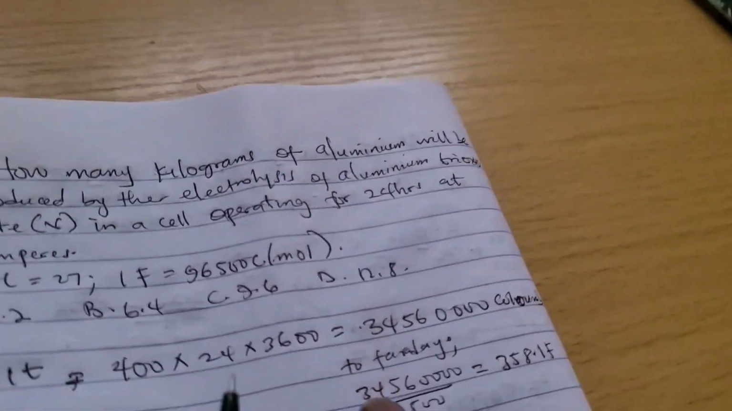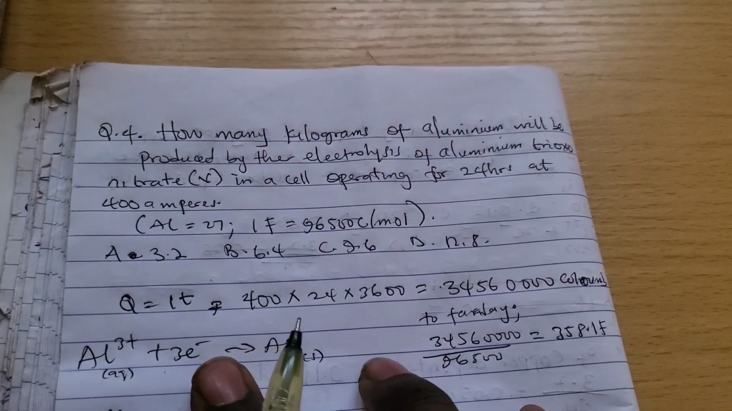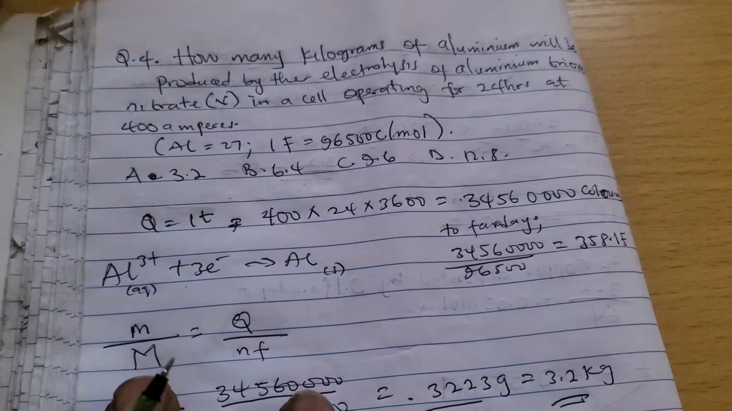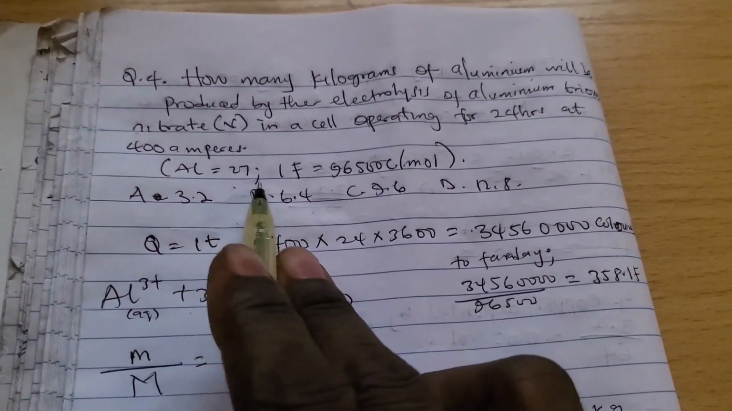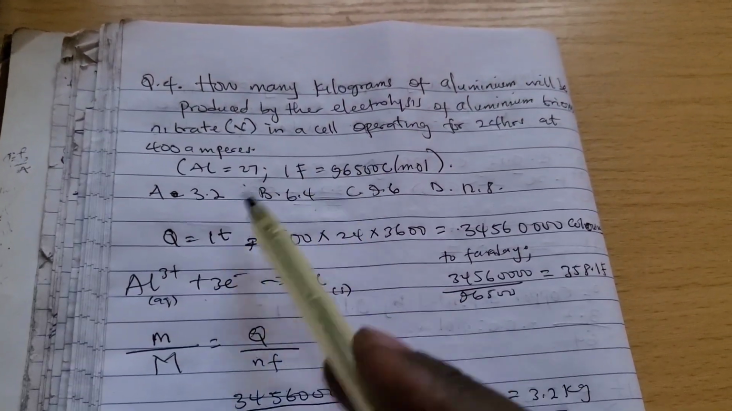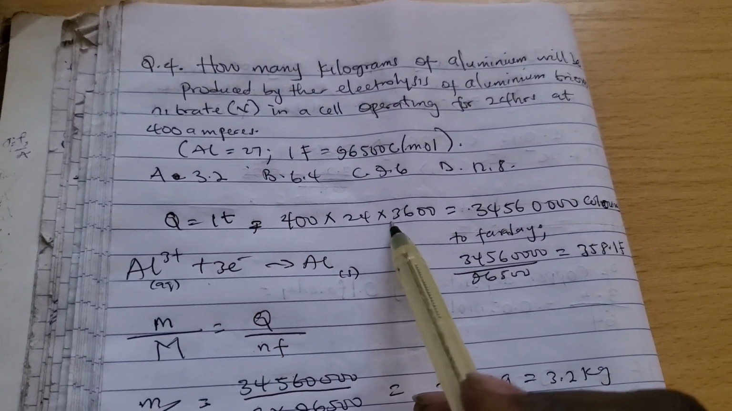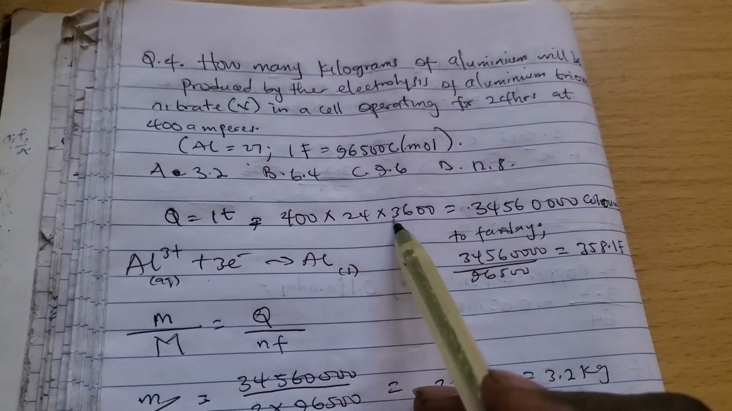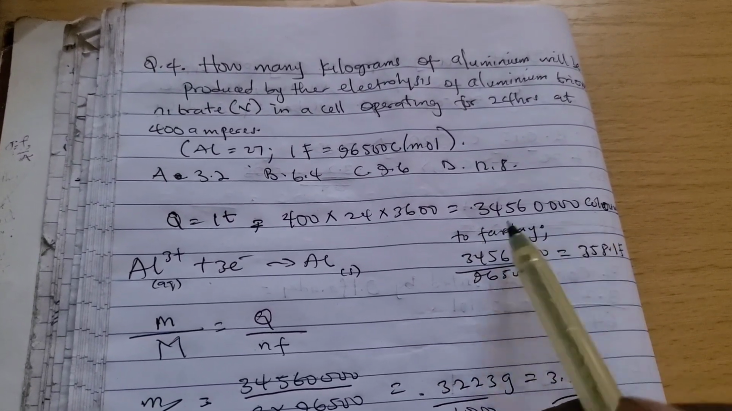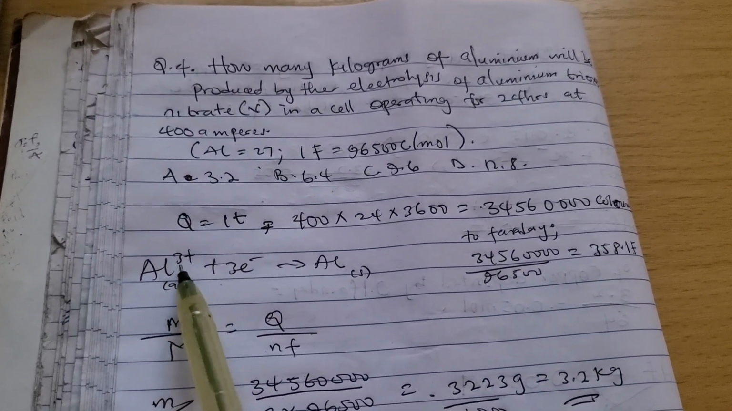So also this next question says, how many kilograms of aluminum will be produced by the electrolysis of aluminum trioxonitrate(V) in a cell operating for 24 hours at 400 ampere? And then we are given the additional information. Look at the options here. You're going to start by looking for the quantity of electricity, because you will need it. That is Q equals IT. Then you convert your time to seconds, so that is 24 times 3600. So then you get 34,560,000 coulombs. And all right, so what next is you have to know the charge.